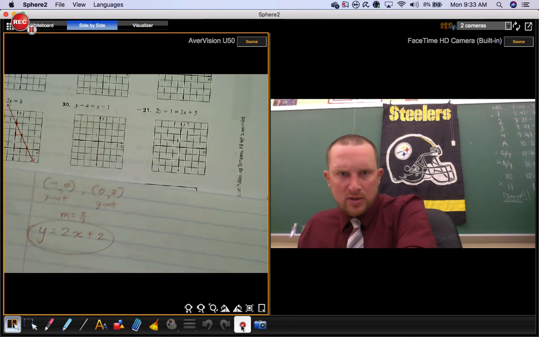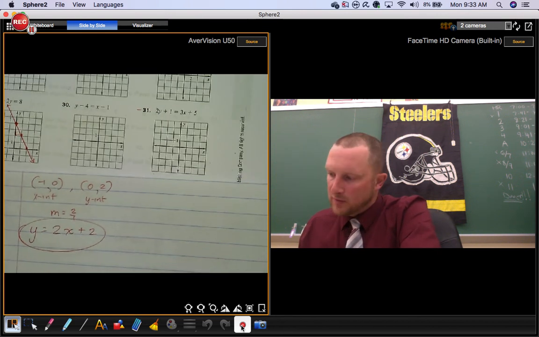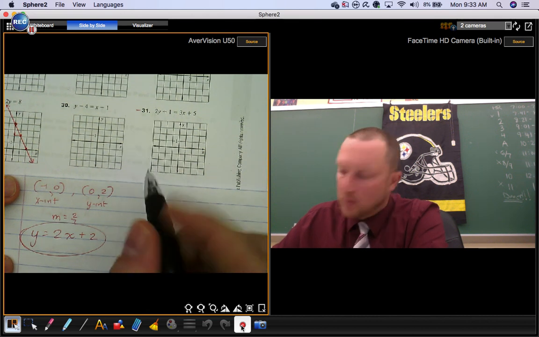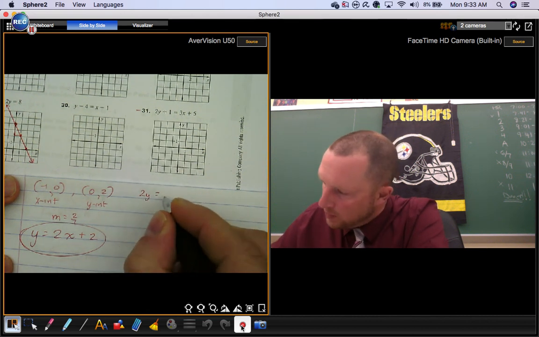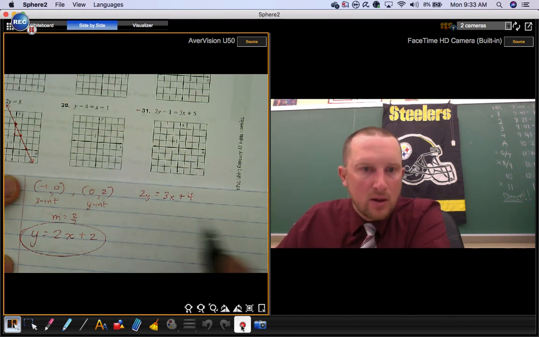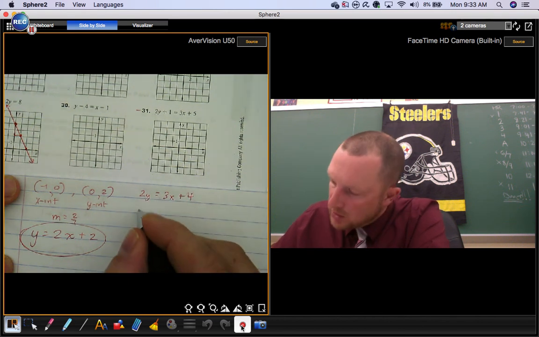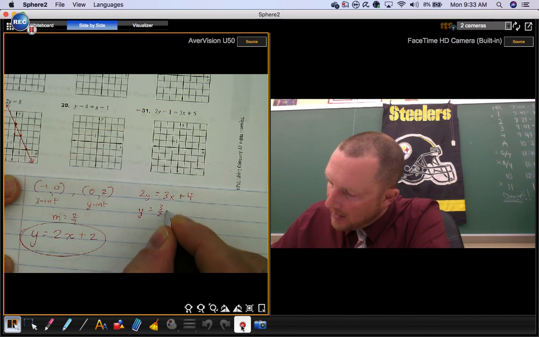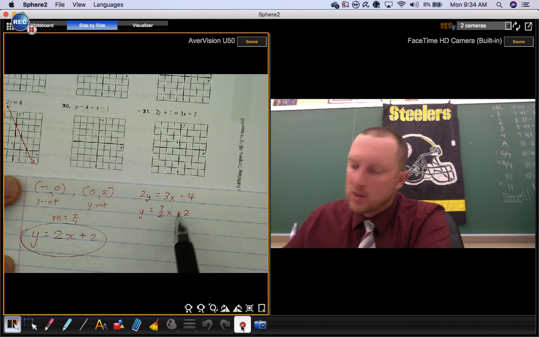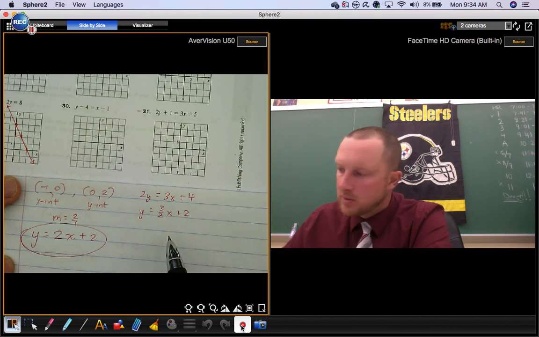Let's do one more. This one is definitely a little more involved, so I'm going to simplify over here. I need to get y by itself, so I'm going to subtract 1 from both sides. And when I do that, I get this. Then I'm going to divide everything by 2. So when I divide by 2, I'm going to get y = 3/2 x + 2. This is really easy to see the slope and the y-intercept now. So you're going to do a little bit of algebra first.